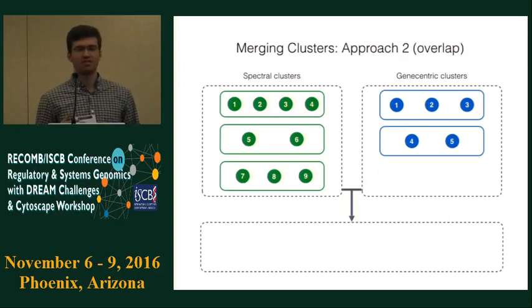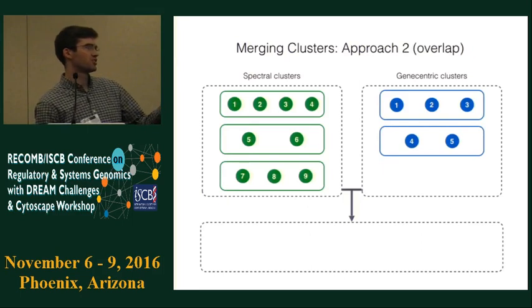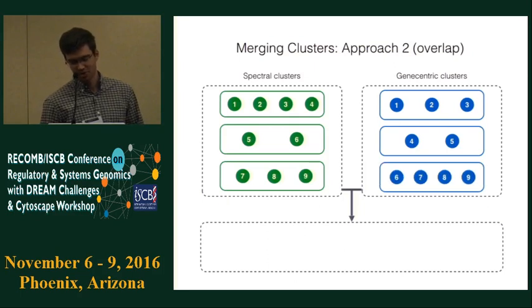So for networks 2 and 5, we tried this other more conservative method. We have our same spectral clusters on the left, our gene-centric clusters on the right. The first thing we did is we took every node that's clustered in the spectral clusters and not in the gene-centric clusters and put it in one giant cluster.